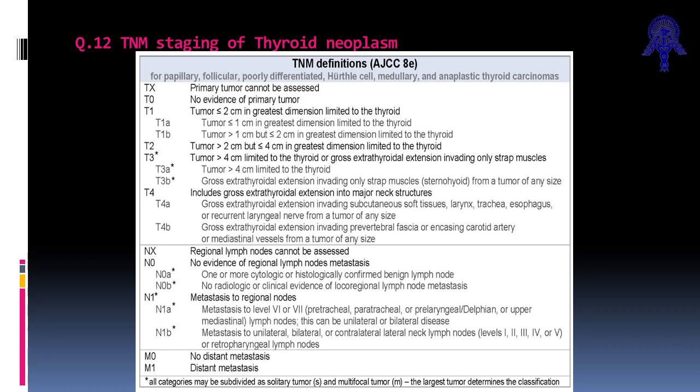Theoretically inoperable. What are the structures? Prevertebral fascia, mediastinum and carotid. So this is how you remember the thyroid staging.